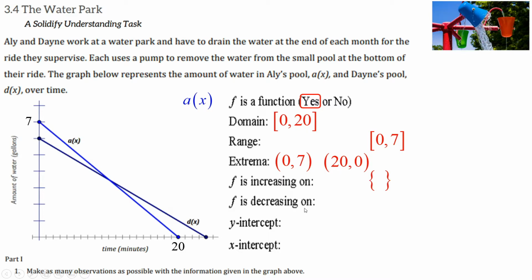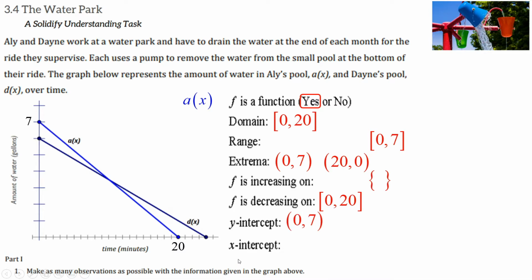F is decreasing on... well, Allie's graph is decreasing within its entire domain. So all I need to do is rewrite the domain we wrote above. X is in the closed interval from 0 to 20. There you go. And the y-intercept is the coordinates of this max right here, 0, 7.